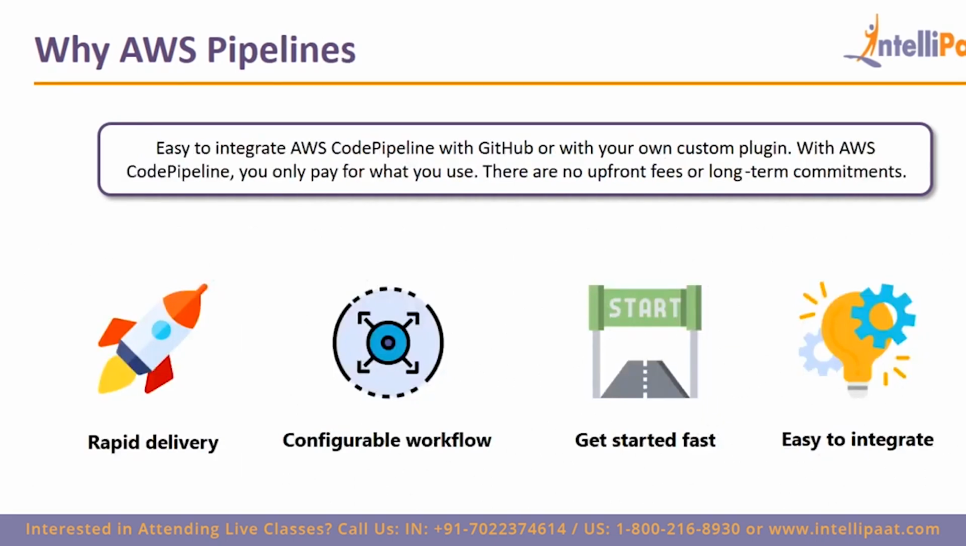So right now you can see over here, this is also where I explained rapid delivery. You can configure your workflows. It is very easy to start, and also you can integrate it with many of those version control tools or other tools like Jenkins, and also you can connect it with Elastic Beanstalk or EC2 or S3. So you can connect it with other AWS services also.